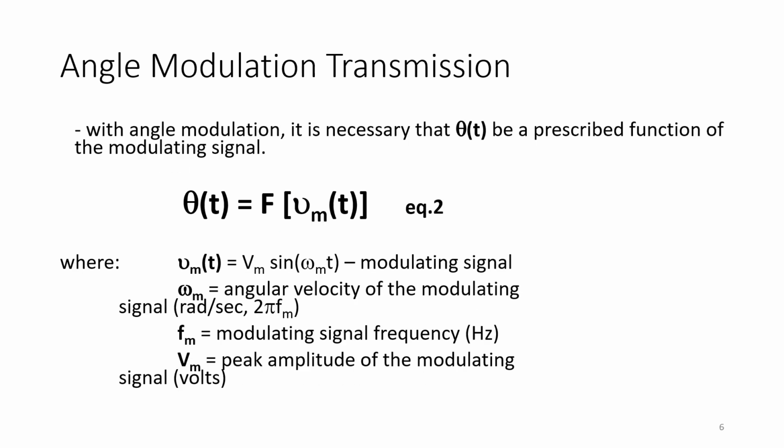So with angle modulation, it is necessary that your phase, this is our phase angle, be a prescribed function of your modulating signal. In essence, the difference between FM and PM lies in which property of the carrier, either its frequency or its phase, is directly varied by the modulating signal, and which property is indirectly varied. Why do we say that? Because whenever the frequency of the carrier is varied, the phase is also varied. So directly we are varying the frequency and indirectly we are varying the phase, and vice versa. When we are directly varying the phase, we are indirectly varying the frequency.